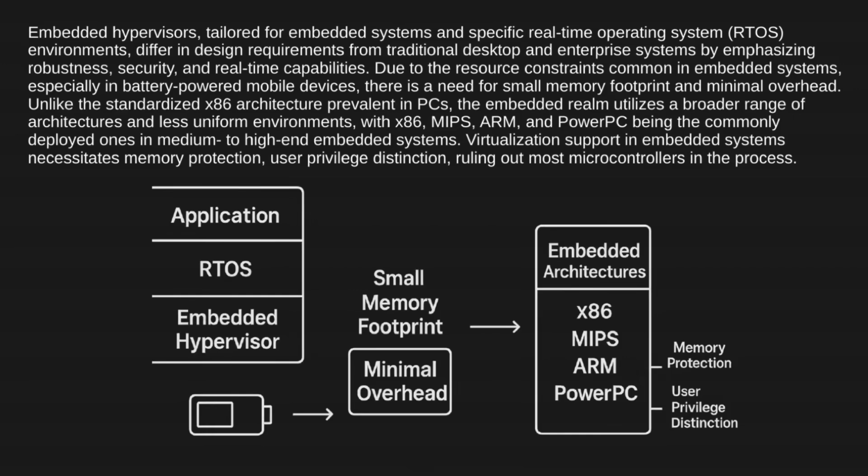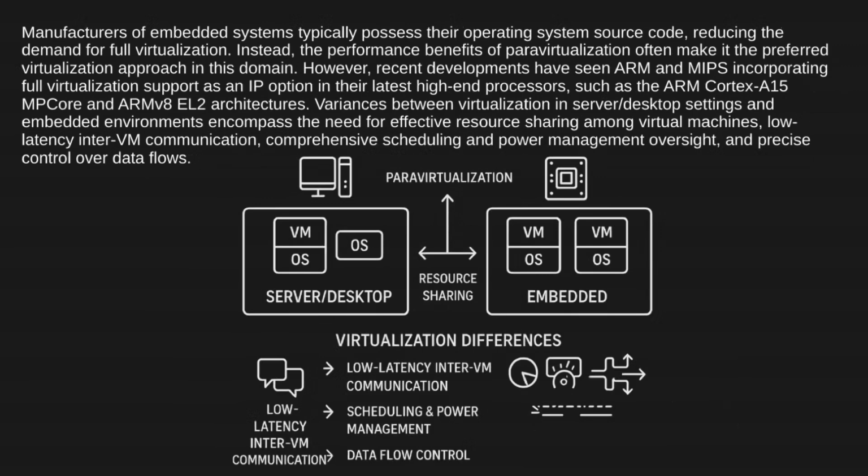Unlike the standardized x86 architecture prevalent in PCs, the embedded realm utilizes a broader range of architectures and less uniform environments, with x86, MIPS, ARM, and PowerPC being the commonly deployed ones in medium to high-end embedded systems. Virtualization support in embedded systems necessitates memory protection and user privilege distinction, ruling out most microcontrollers in the process. Manufacturers of embedded systems typically possess their operating system source code, reducing the demand for full virtualization. Instead, the performance benefits of paravirtualization often make it the preferred virtualization approach in this domain.